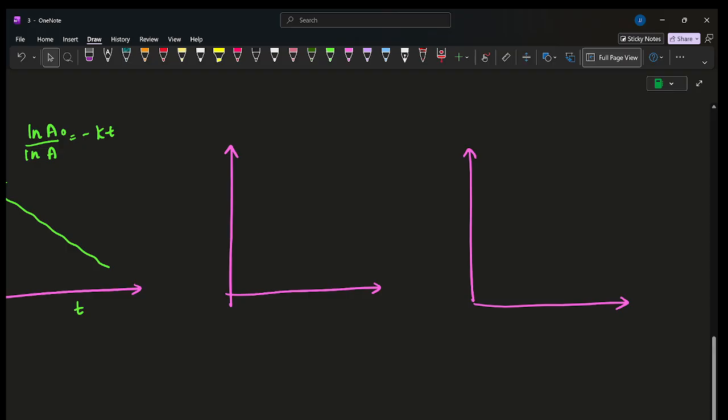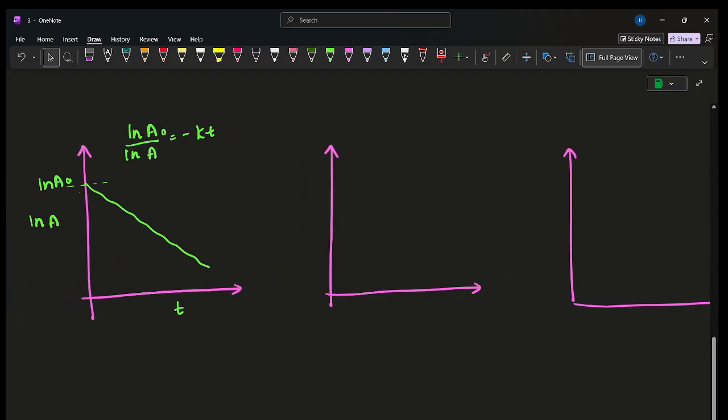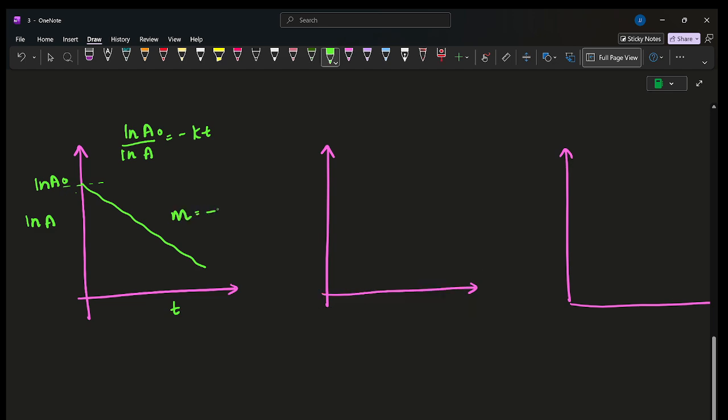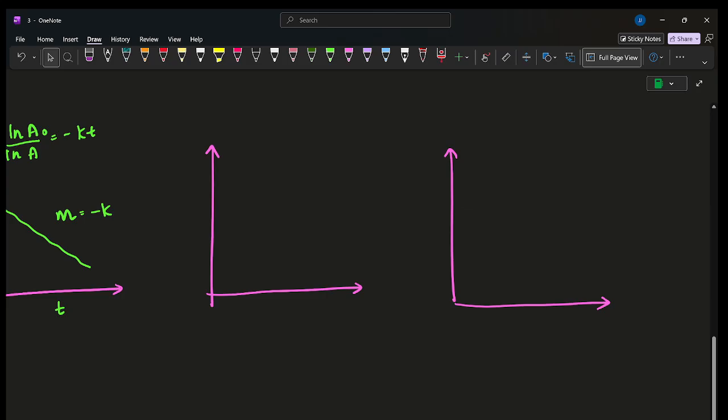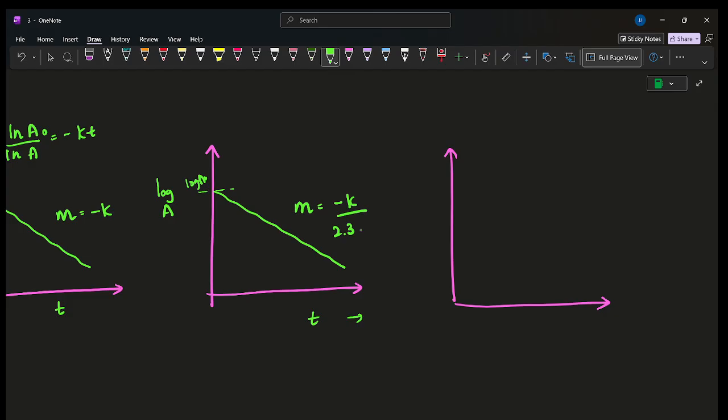Next, let's try log. Okay, important. Let's see what the slope is going to be here. Minus K, easy. Let's say I take log A and time. It's going to be the same. It's going to have an intercept of log A naught. And what would be the slope? It's going to be minus K by 2.303. I'm sorry for the stuttering, guys, but I promise you I'm telling the right information.